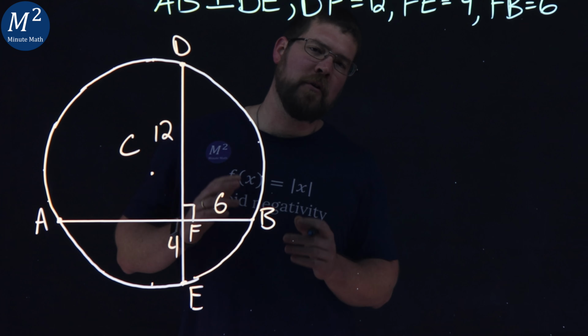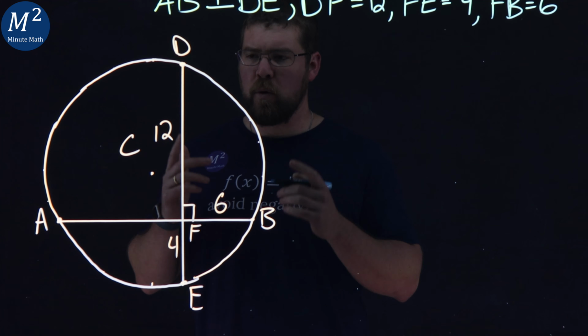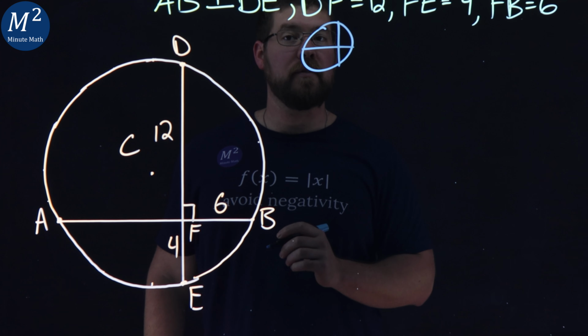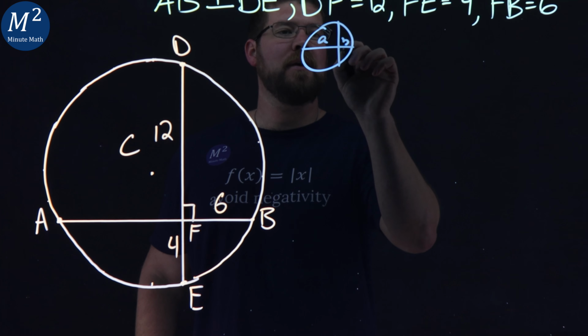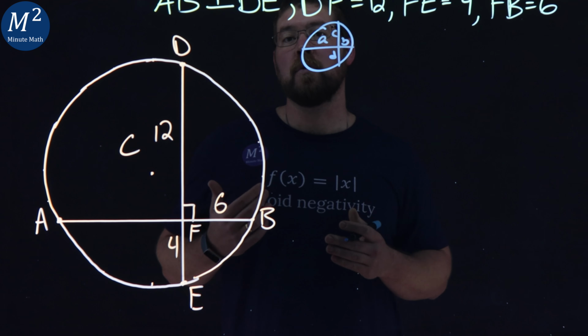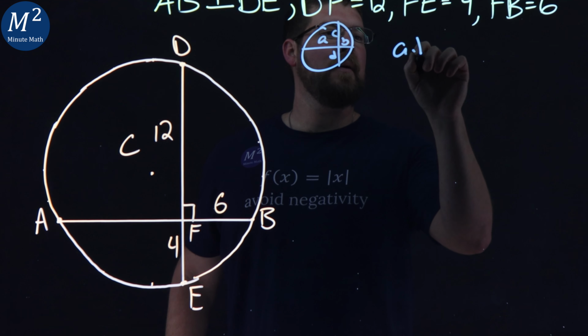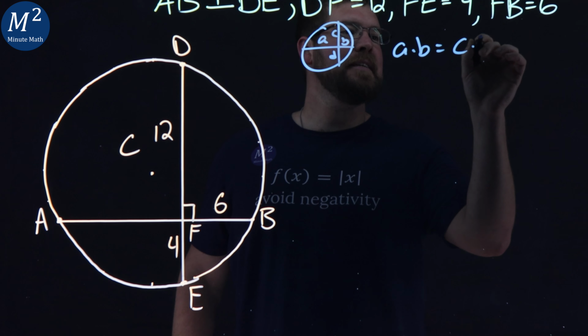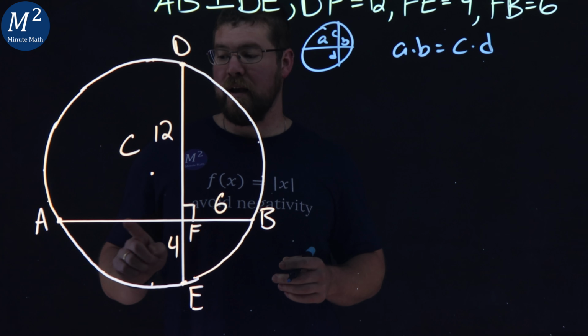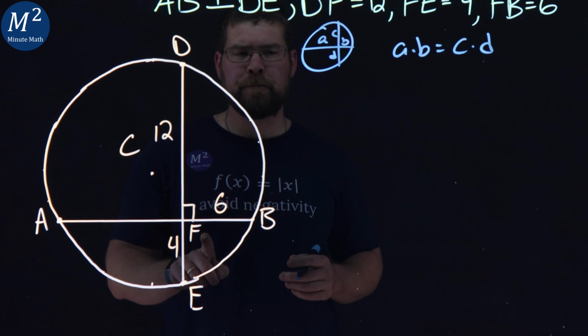What I want to use here first is the chords theorem. The chords theorem basically says if I have two intersecting chords as such, A, B, C, D, we use this a lot here, then these two chords, A times B, is equal to C times D. And we're going to use that to find the value of AF, that length right here.